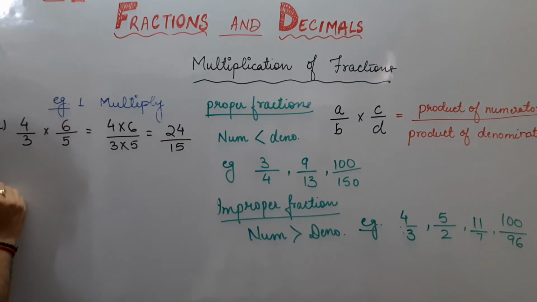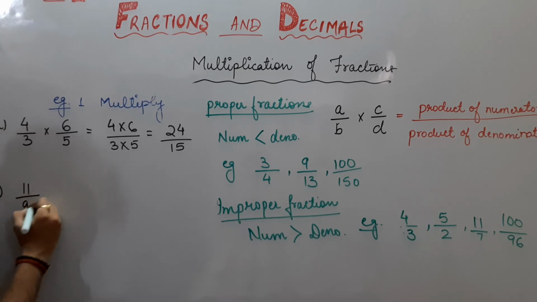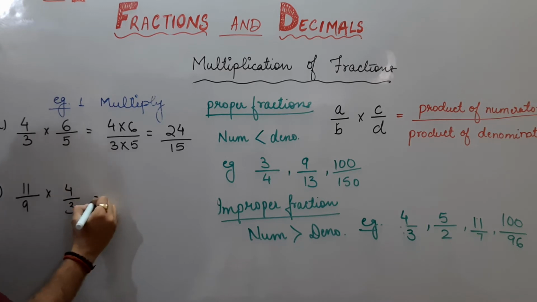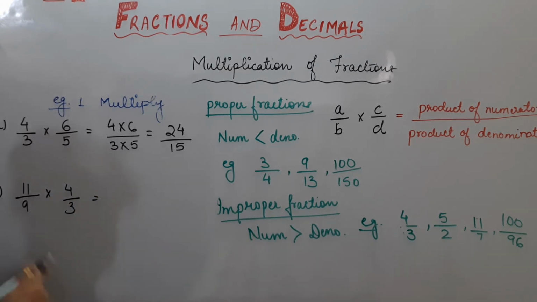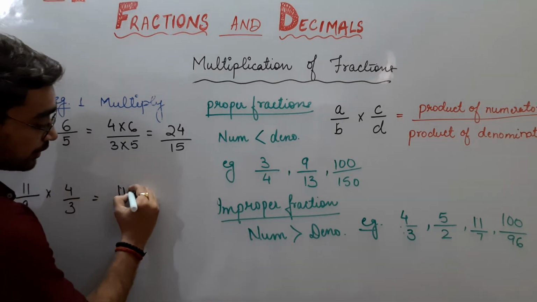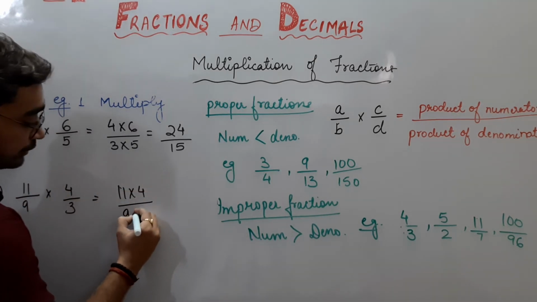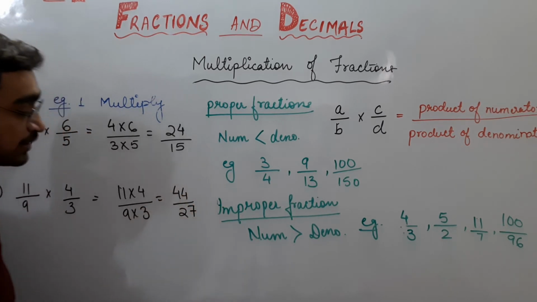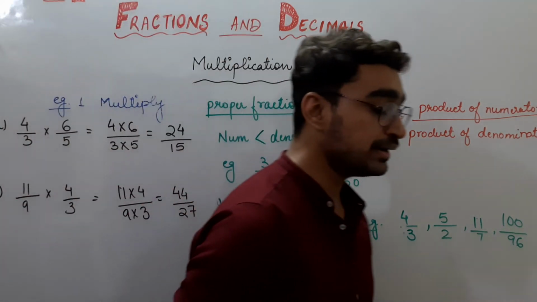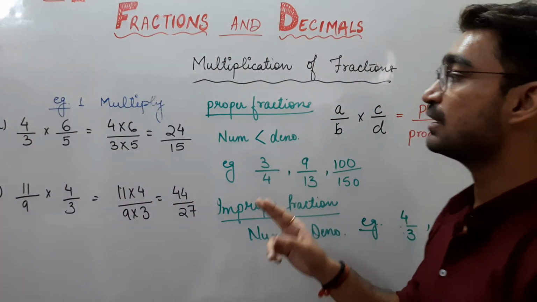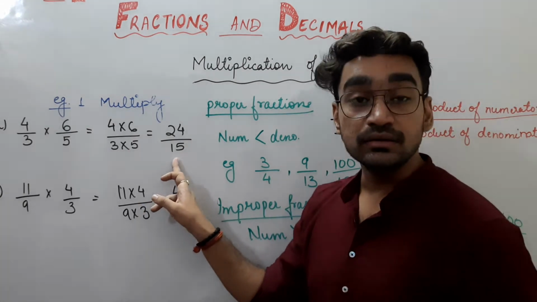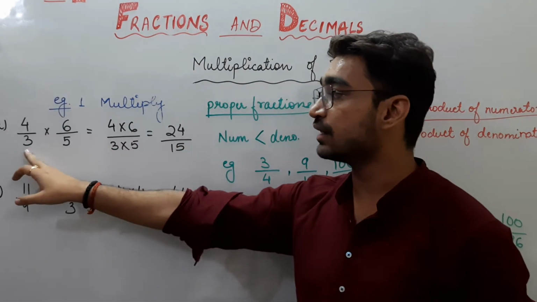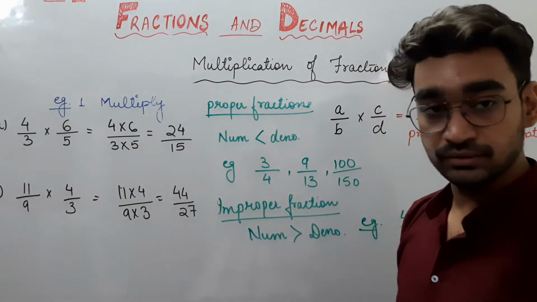Let us take one more example. 11 by 9 into 4 by 3, both are improper. Product of numerators 11 fours are 44, into 9 into 3, 9 threes are 27, that is 44 by 27. When I am multiplying two improper fractions, I am able to see that the resultant is actually greater than the individual fractions.